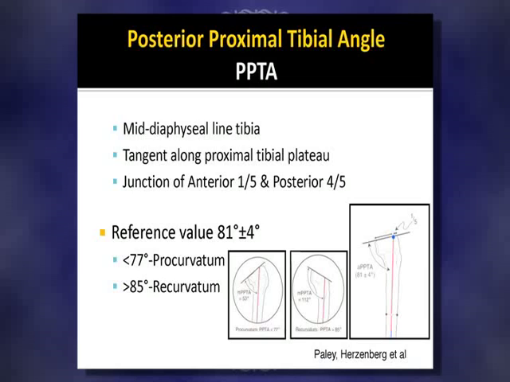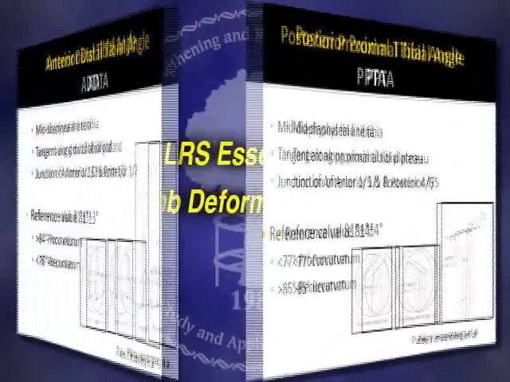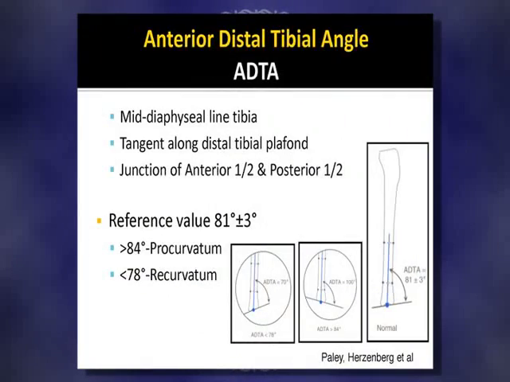the mid-sagittal plane of the tibia, and that angle, which is a 10-ish degree slope, is 81 degrees plus minus 4. And again, a lower number is procurvatum, bigger number is recurvatum. And very similarly, the ADTA, which is 81 degrees. And if you don't want to remember these 81 and 83, at least for the tibia, you could just be safe if you said 80 degrees. You remember one number, say 80 degrees, PPTA, ADTA is 80 degrees, and you wouldn't be that wrong.